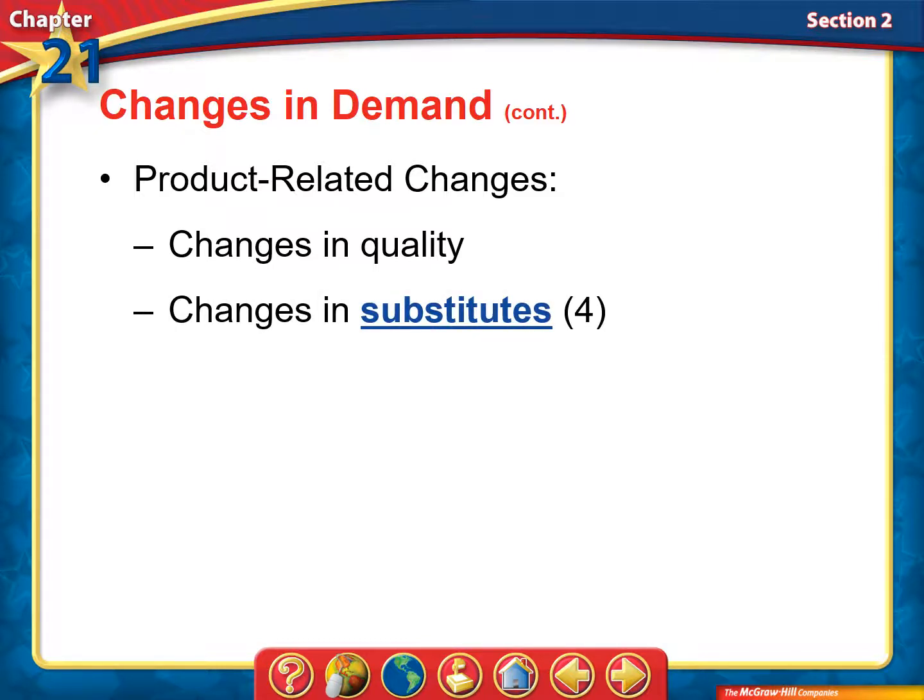But also changes in substitutes. Substitutes are competing products that consumers can use in place of another. If the competition comes out with a better product, then you're less likely to buy the product that you had once used.